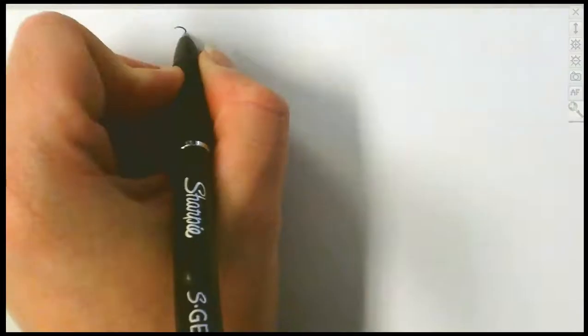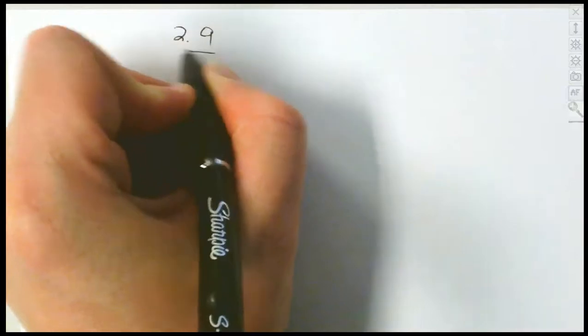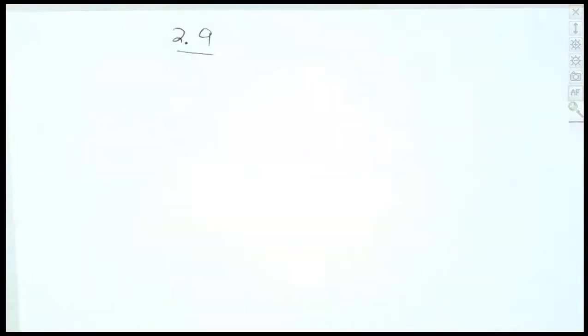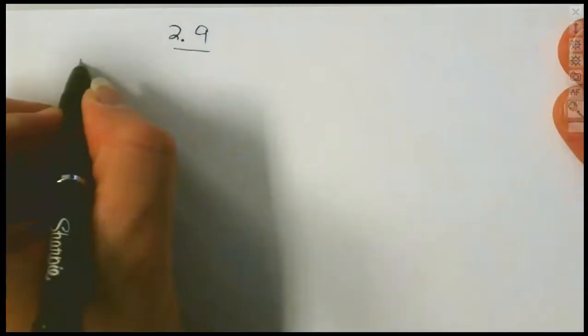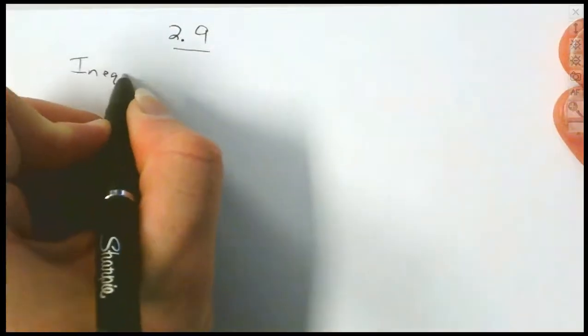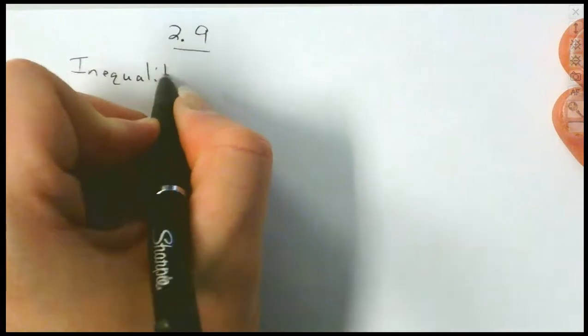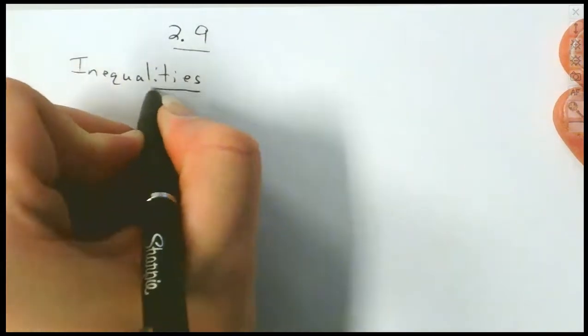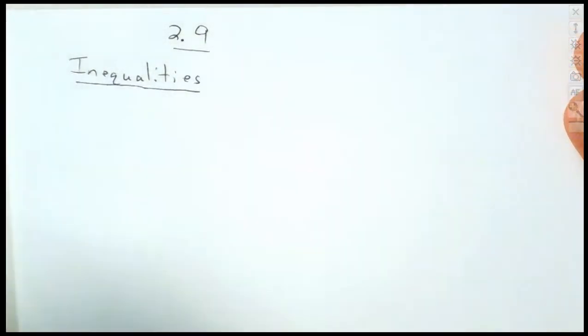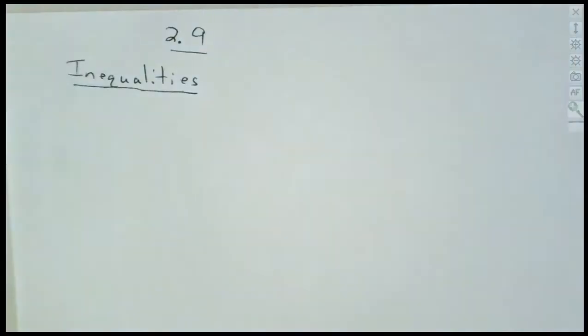So now we're going to go ahead and look at 2.9. Now 2.9 is a much, much easier section. 2.9 is going to be inequalities. We're going to be looking at inequalities.